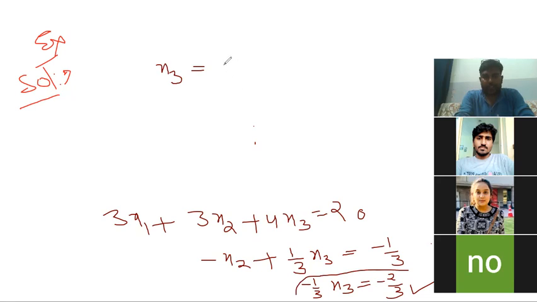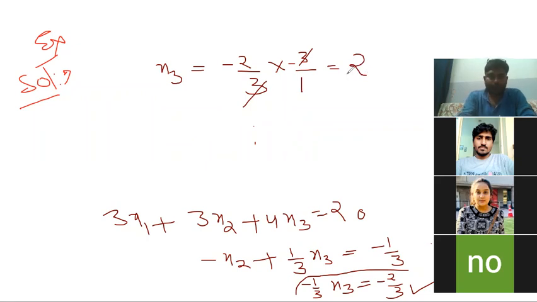So x3 will be what? Minus 2 by 3 is here, and minus 1 by 3 goes to this side. It will be 3 upon 1, and minus 3 cancels out, and minus minus 2. So we got x3 equal to 2. So the first value I got is x3 equal to 2, right?